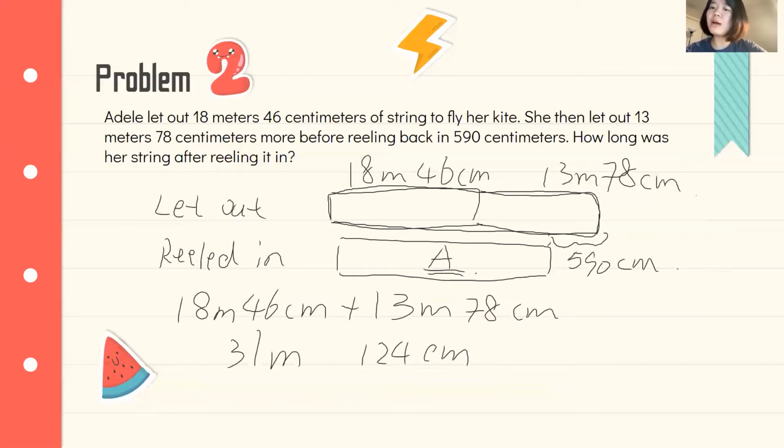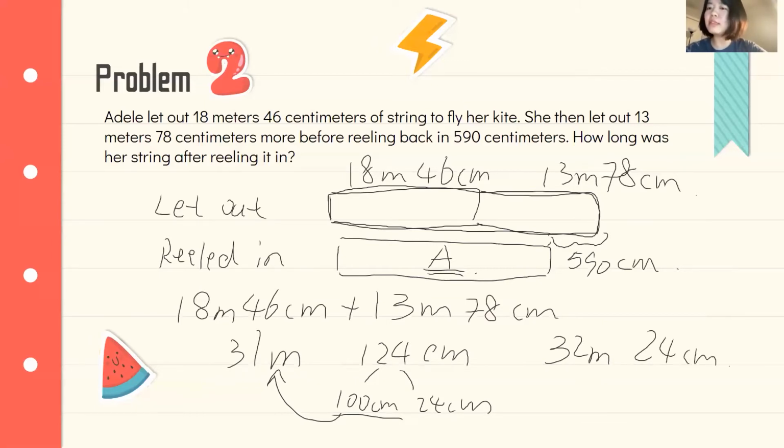And we know 1 meter equals 100 centimeters. So we can break this number into 100 centimeters and 24 centimeters, and this 100 centimeters can move to the meters area. So we have 32 meters and 24 centimeters. Okay, since we have the total distance let out, we can find the distance she should route in, which is we only need to subtract 590 centimeters.